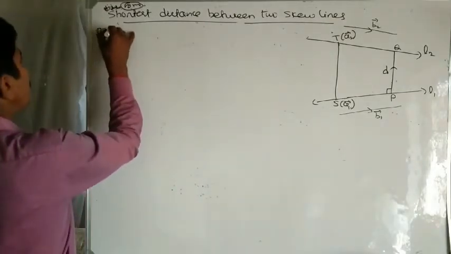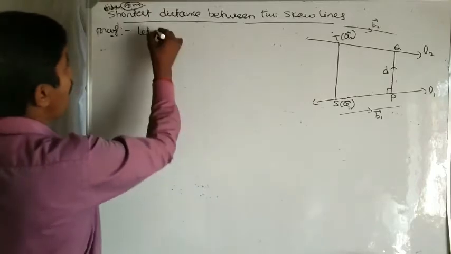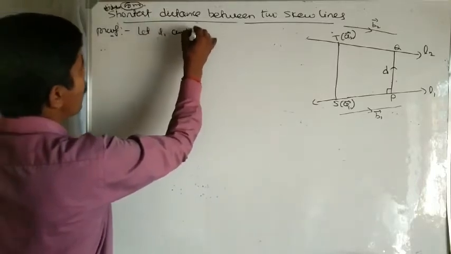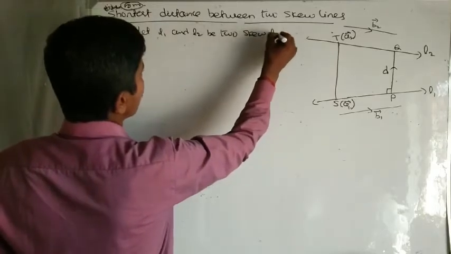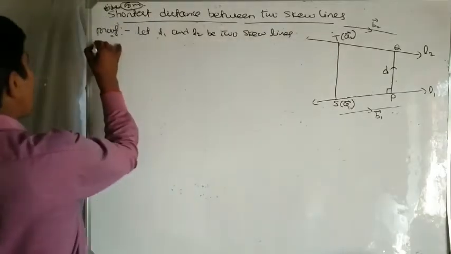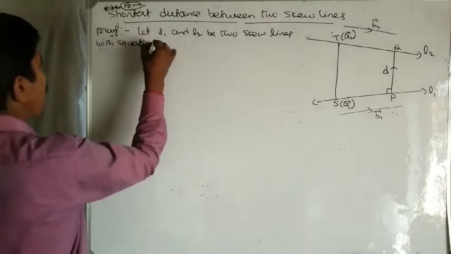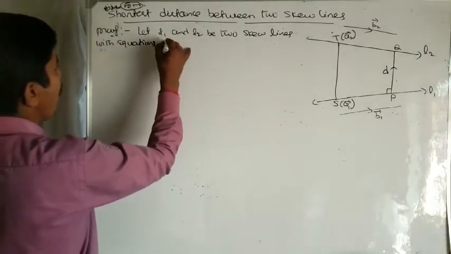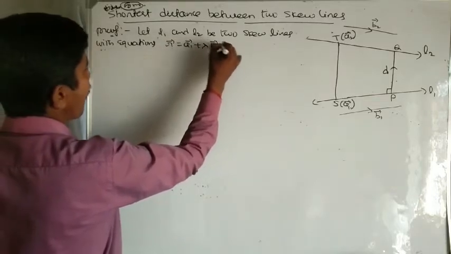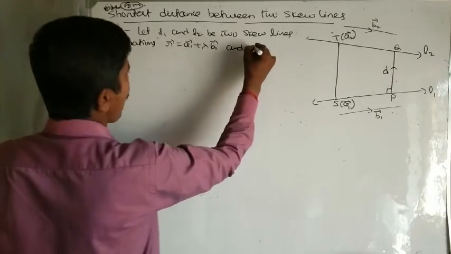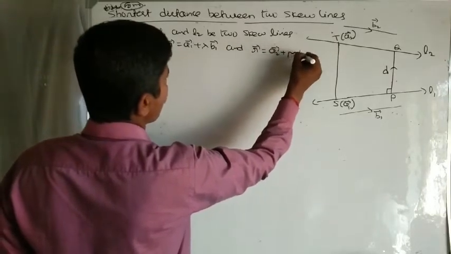Prove. Let L1 and L2 be two skew lines with equations vector R equals vector A1 plus lambda vector B1 and vector R equals vector A2 plus mu vector B2.